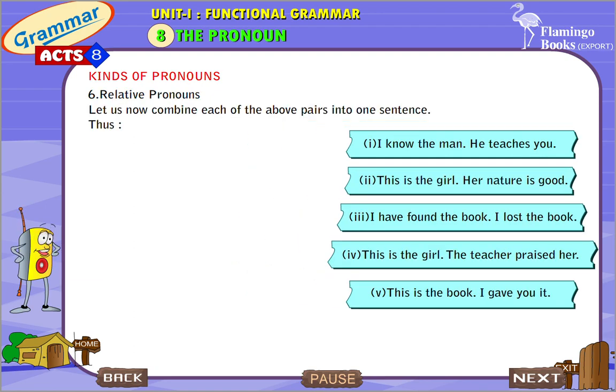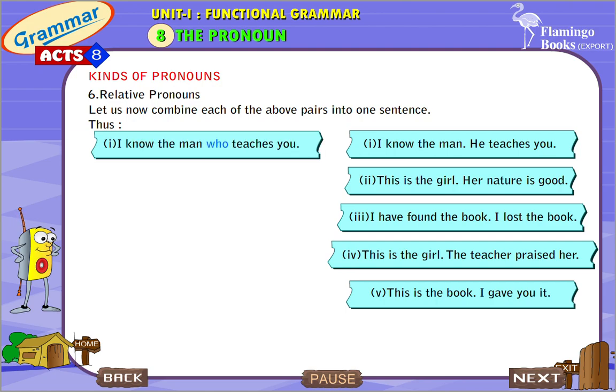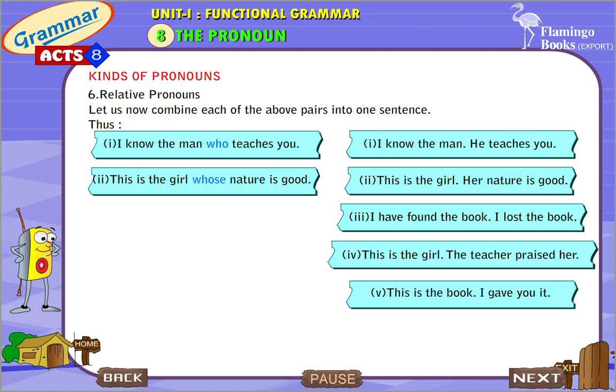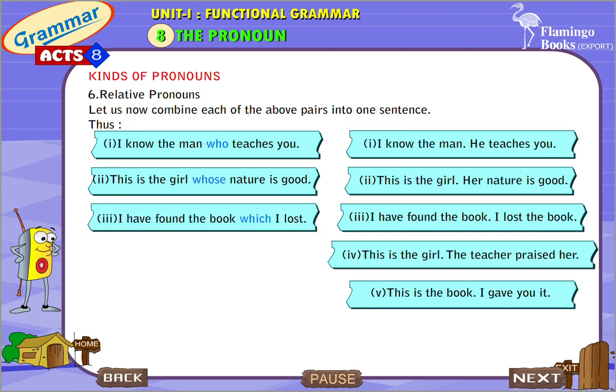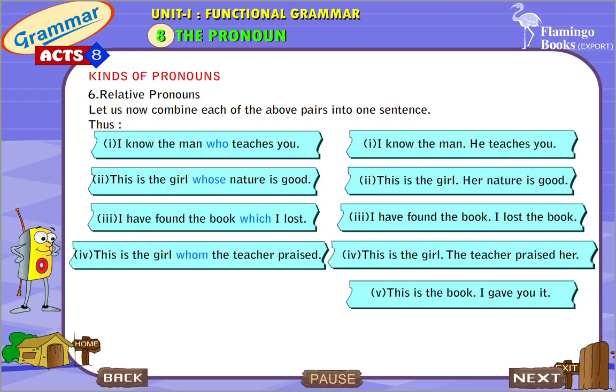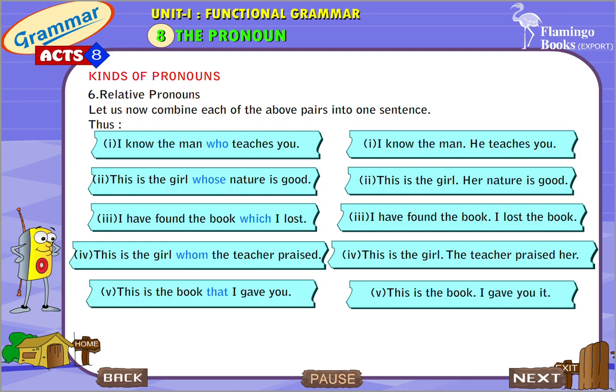Let us now combine each of the above pairs into one sentence. Thus, I know the man who teaches you. This is the girl whose nature is good. I have found the book which I lost. This is the girl whom the teacher praised. This is the book that I gave you.